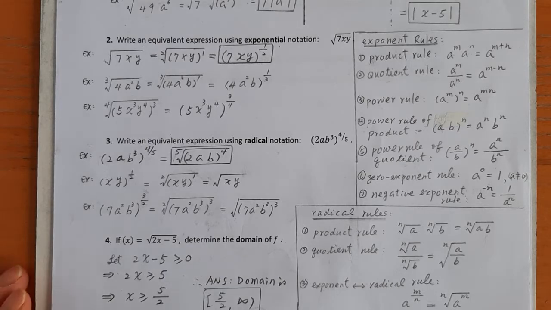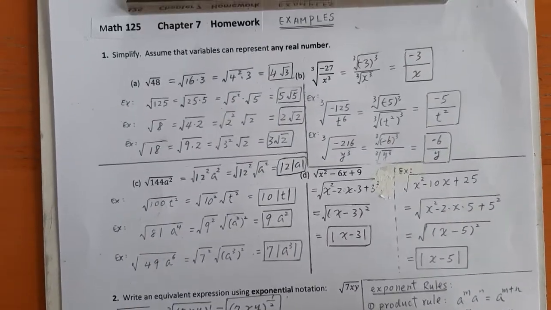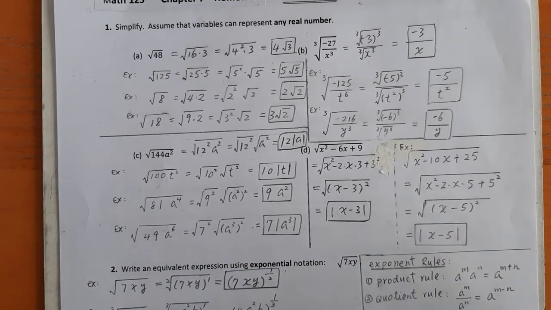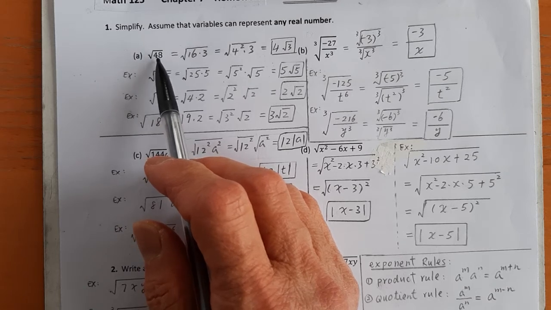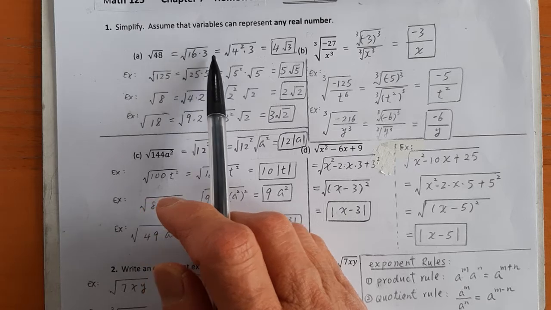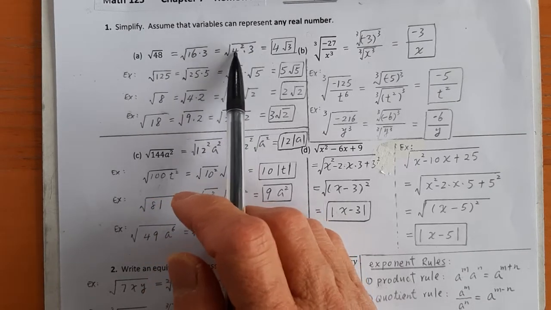So now we are going to use those rules today. The first question on your homework, those are examples. The A, square root of 48. 48 you can factor as 16 times 3. 16 you can write as 4 squared, times 3. And then you separate by the product rule.